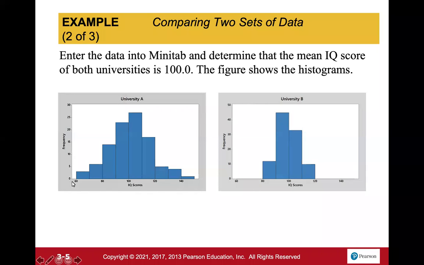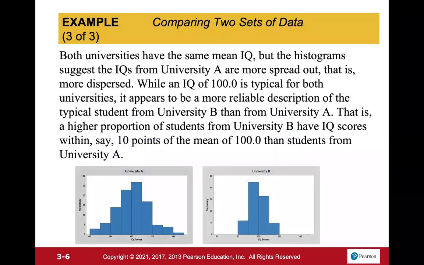Another thing I just noticed is that they actually kept the same scale, from 60 to 160 over here, just so we could see the difference in these two. Both universities have roughly the same IQ, but the histogram suggests that the IQs from University A are more spread out, more dispersed, than in University B.